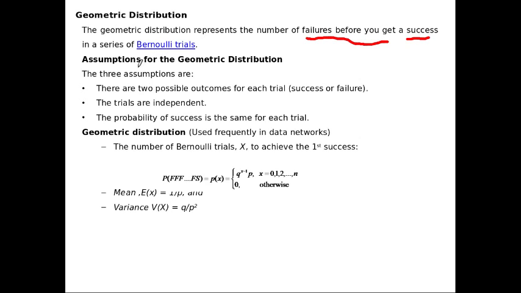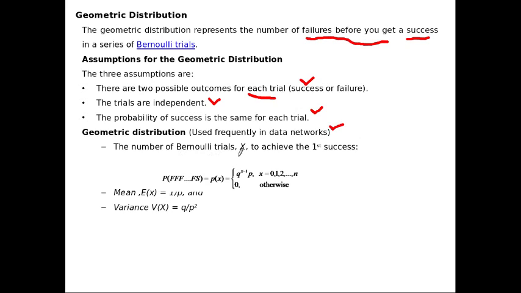The following are the assumptions for geometric distribution. There are two possible outcomes for each trial: success or failure. The trials are independent, that is, the result of one trial will not affect another trial. The probability of success is the same for each trial. The geometric distribution is frequently used in data networks.